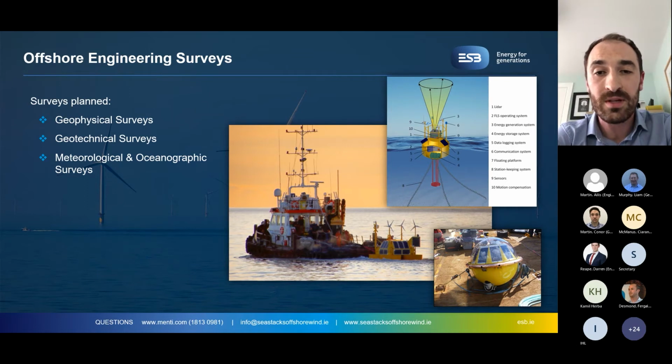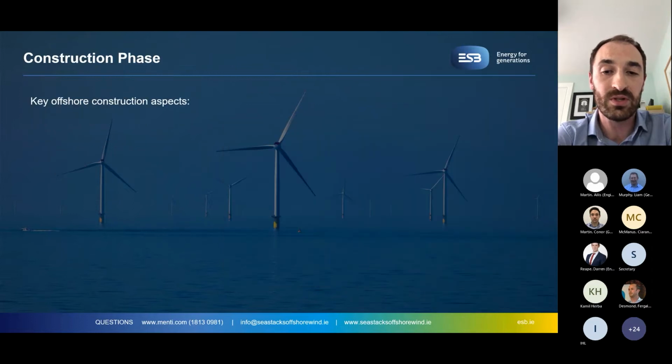The image in the top right is a floating LiDAR, which will collect information relating to the wind speeds on the site, which is obviously critical to the project business case to understand the energy yield output associated with the project. The item in the bottom right is a wave buoy, which will collect wave information, and a vessel will tow these to site where they'll be installed on the site for approximately 1 year.